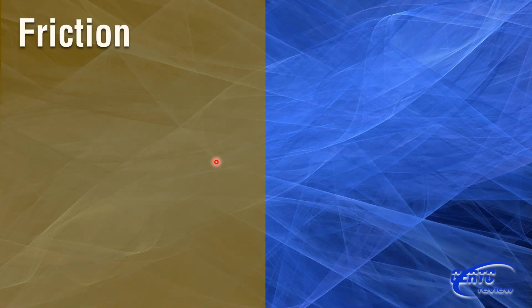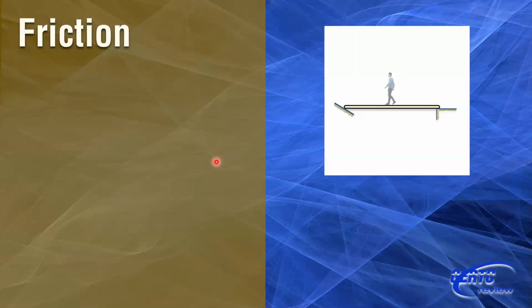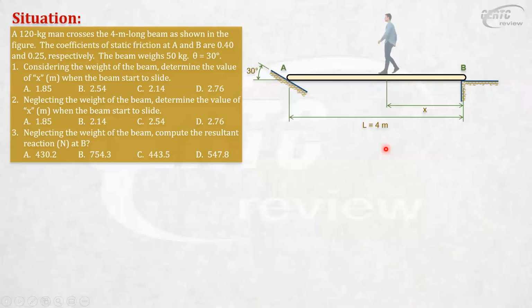In this video, we will discuss friction. This is a passport exam problem. The problem deals with a man crossing a short beam and then finding the location of the man when the beam starts to slide, as you can see in the GIF. We will find the position of the man when the beam will start to slide. As always, for those reviewing for the board exam, I recommend pausing the video and solving the problem by yourself first, so you can check your current understanding of this problem.